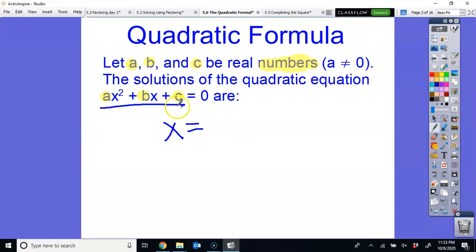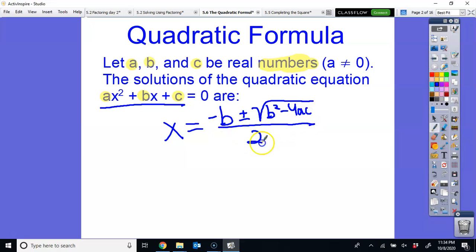Now, some of you are going to say, well, why didn't you show us this first? Well, because factoring is actually quicker than the quadratic formula. This formula is ugly. It's the opposite of b, or negative b, plus or minus the square root of b squared minus 4 times a times c, all over 2 times a.